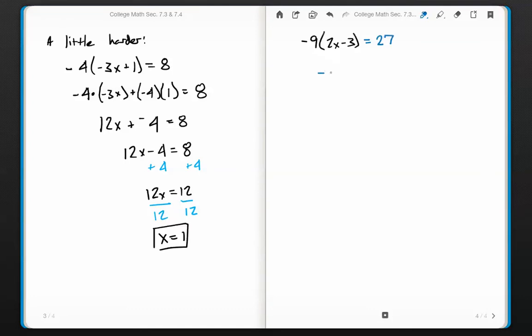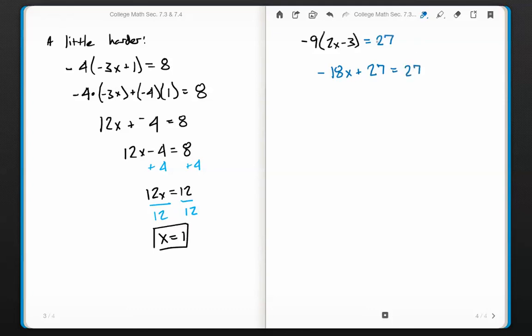It's negative 18x, and that comes from the negative 9 times the 2x. Negative 9 times 2x is negative 18x. Now I've got a negative 9 times a negative 3. This negative 9 is multiplied by this stuff. It's not negative 9 minus 3. It's negative 9 times negative 3, which is plus 27. So it's negative 18x plus 27 equals, did I do this right? Yes, I did. Equals 27.